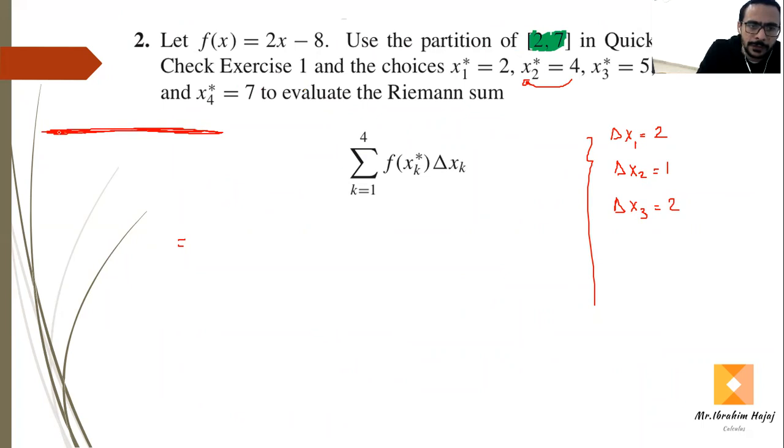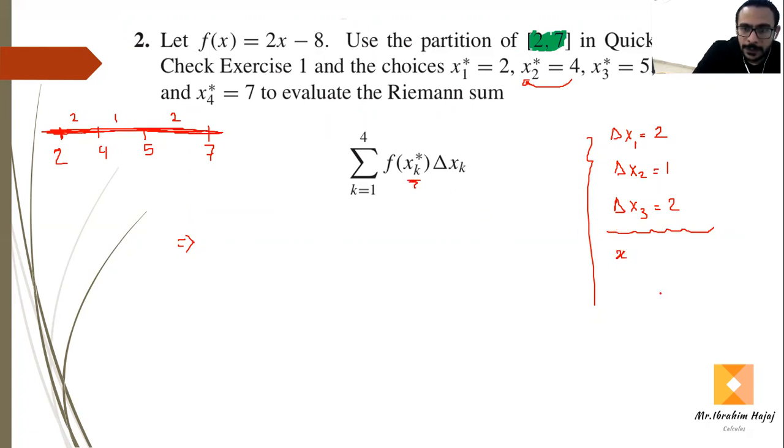Here we start from 2, right? So we have 2, 4, 5, 7, from 2 till 7. Delta x1 is 2, here 1, and here 2 again. Then we're going to find the y values. We don't need the y value of 2 because we're not going to use it.